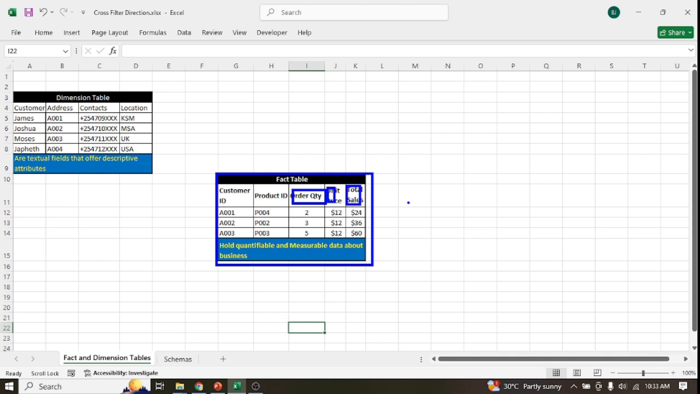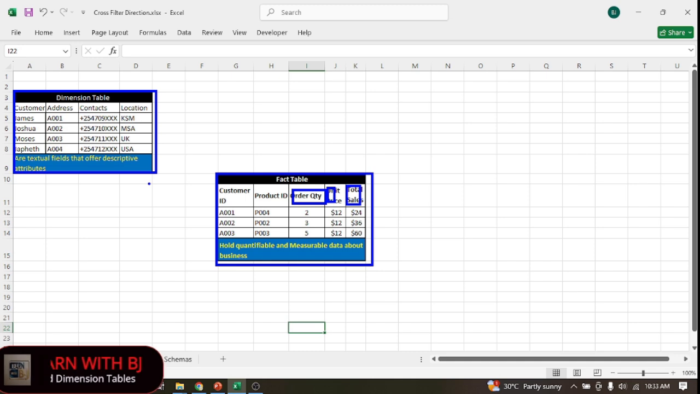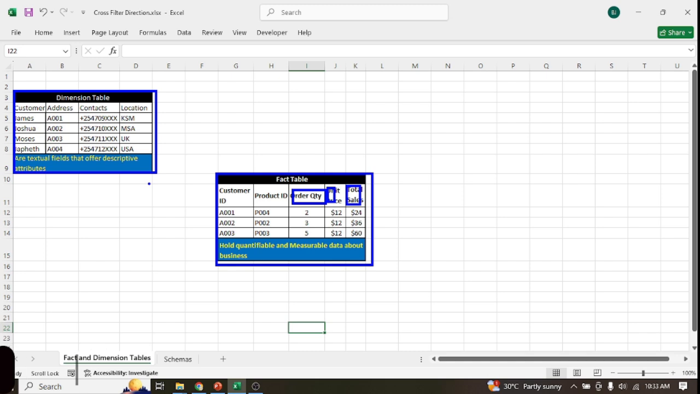So when we talk about dimension table, it holds textual data, and they describe the facts that we have in fact table. So dimension table is data about data, is data about the fact table, because they describe the facts that we have in our fact table.